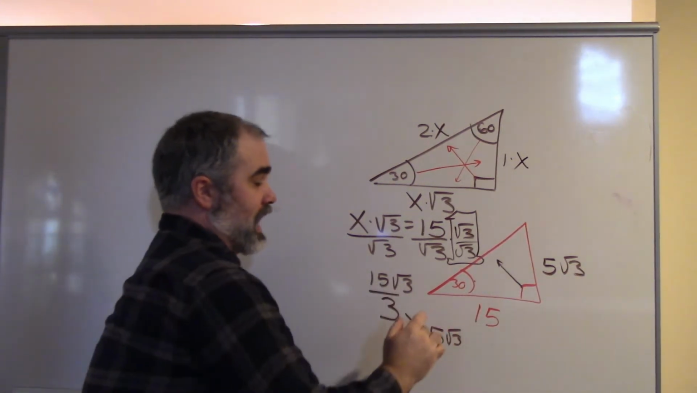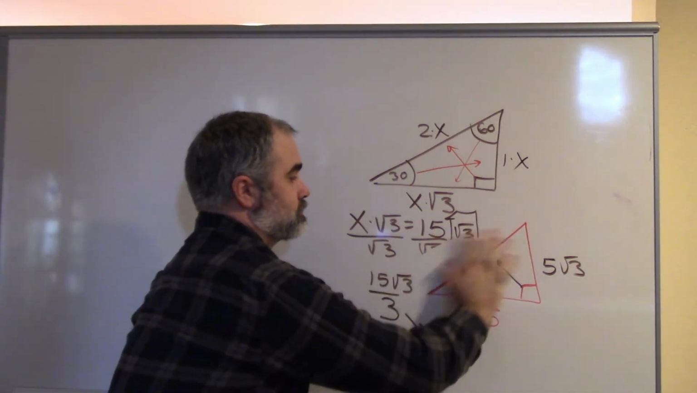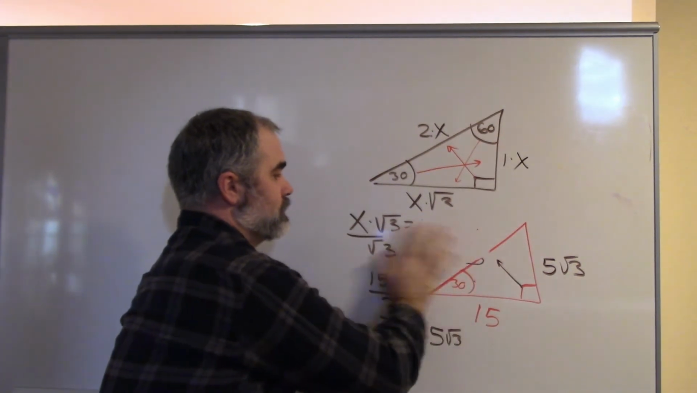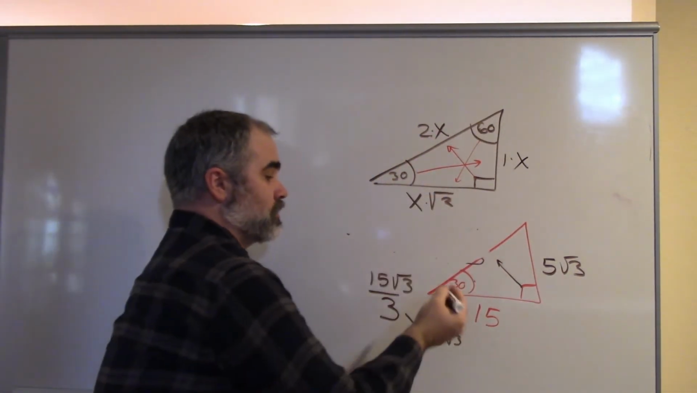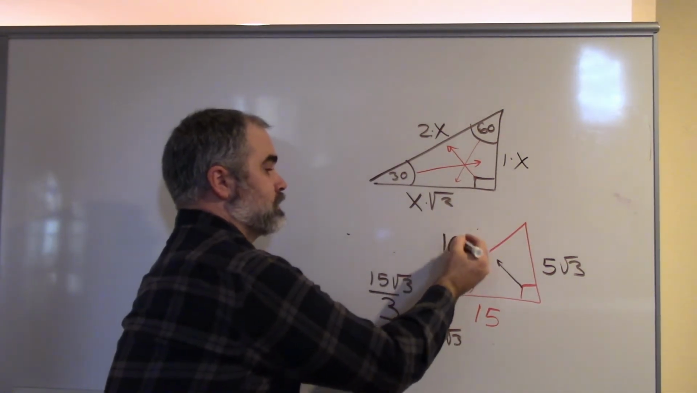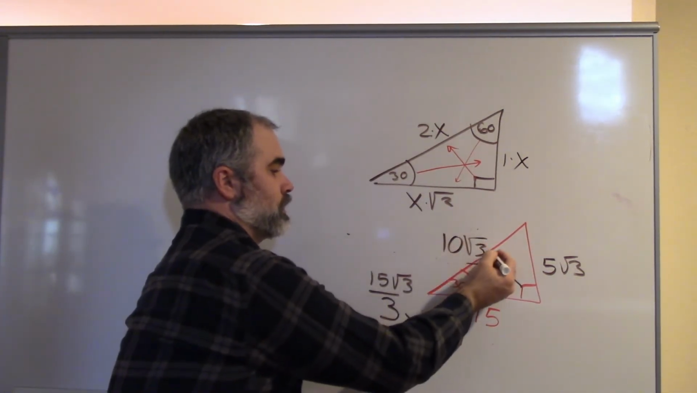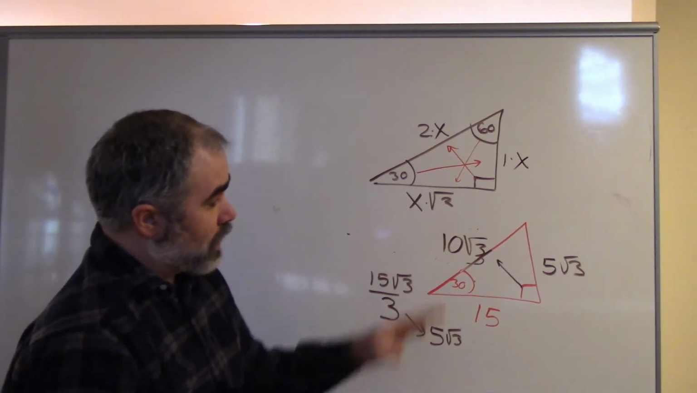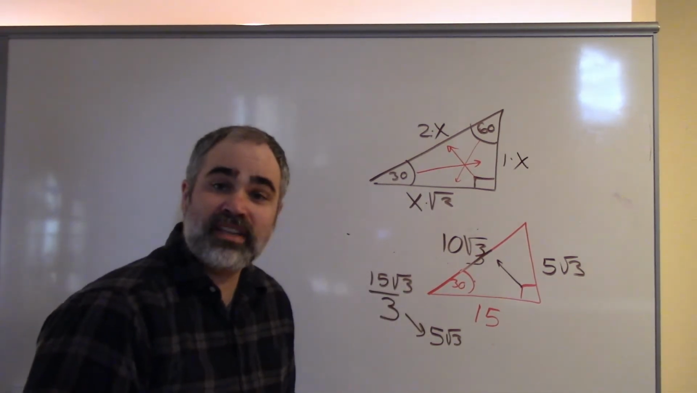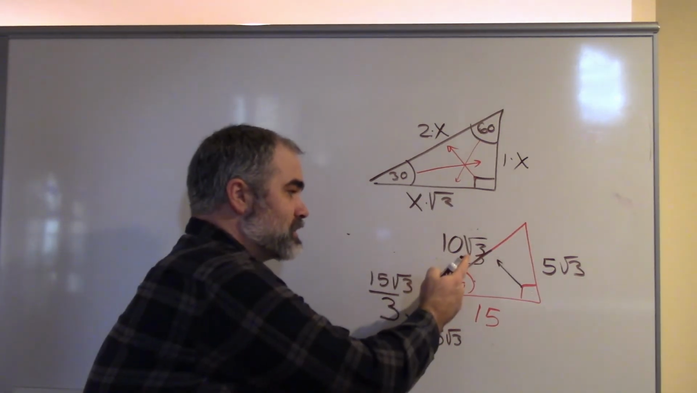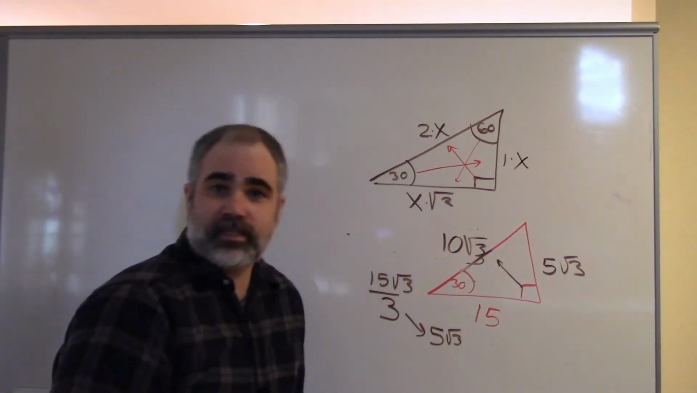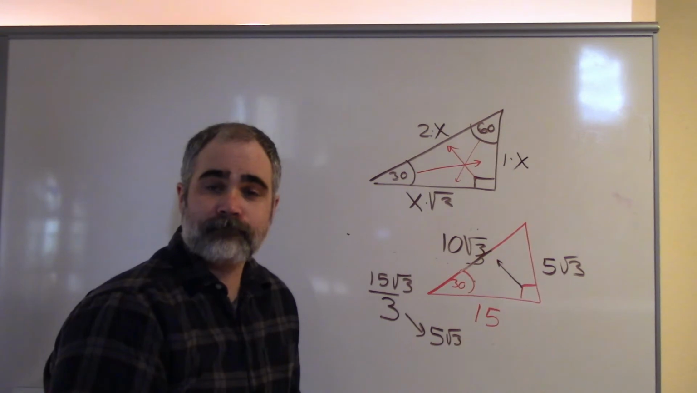If I double that, I'm just going to erase this here so you can see a little better. As I multiply x times 2, I get the long side, 10 root 3. And again, you can check your work. Your hypotenuse should always be your longest side. If this doesn't look like the longest side to you, put it in your calculator. 10 root 3 is 17.1. This is 15. So the hypotenuse is still bigger.